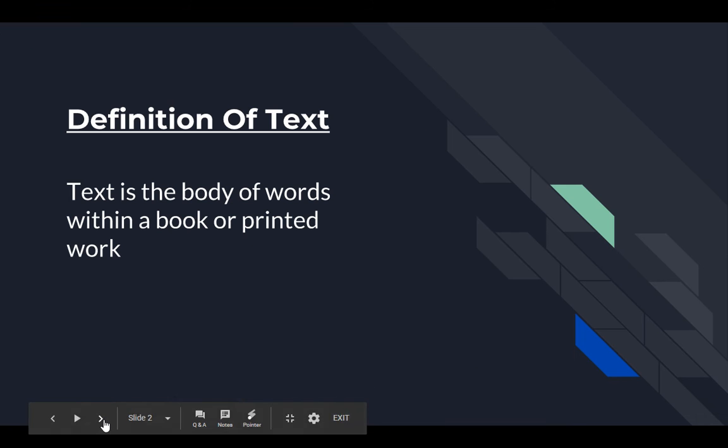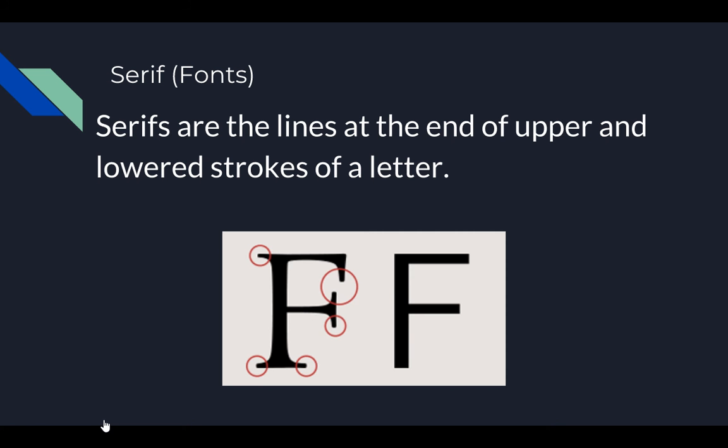So text. The definition of text: text is the body of words within a book or printed work. Serifs. Serifs are the lines of the upper and lower strokes of a letter, which makes the letter more distinctive and allows the reader to recognize the words more easily.